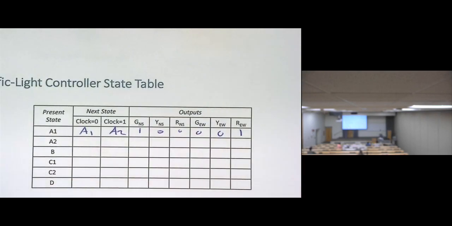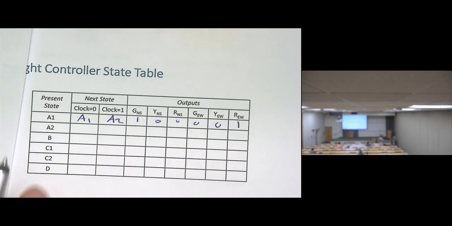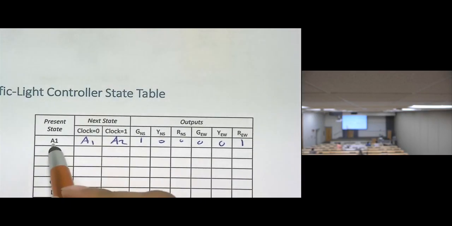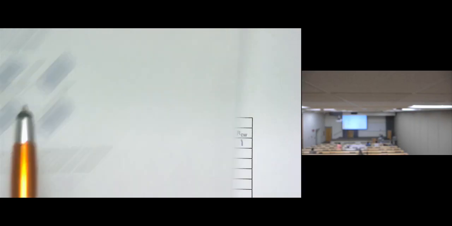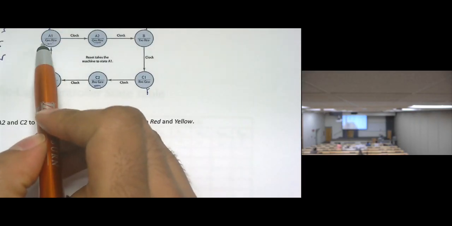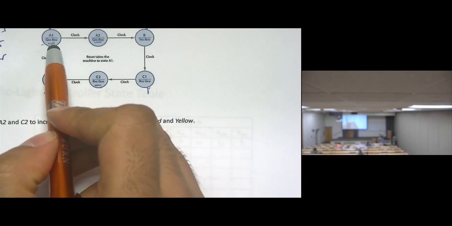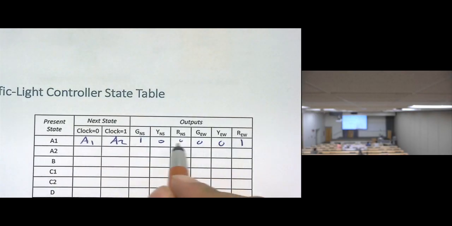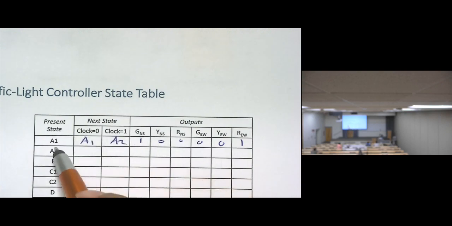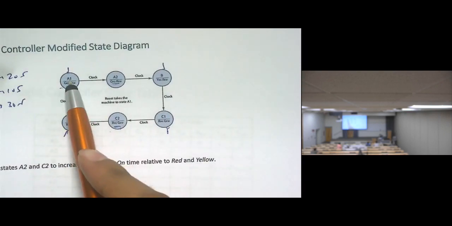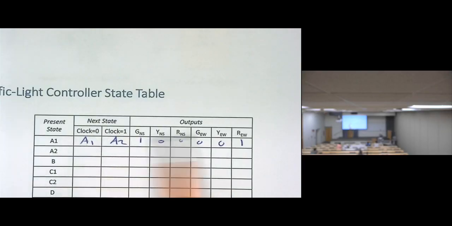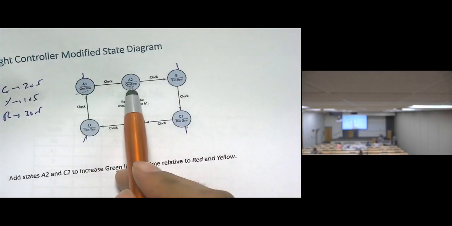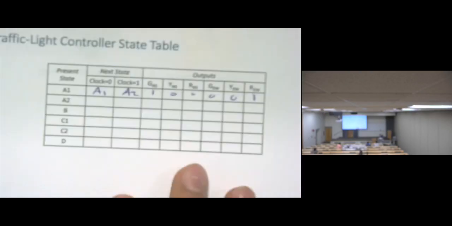Do you understand how I write this? Again, how did I do this? On the state table, at state A, the green north-south is on, red east-west is on. The other lights are off, so the other lights are zeros. For the states, if the 10 seconds is not finished yet, it will remain in A1. If the 10 seconds is done, I will go to A2. Okay? And so on. That's how we will do the rest.